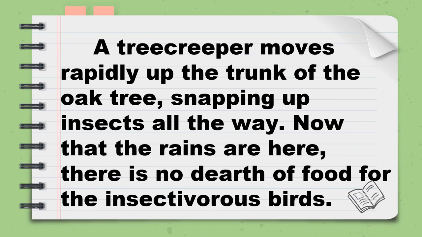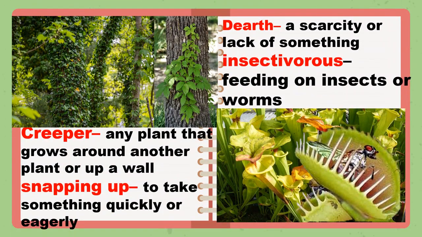Let's look at the new words here. Dearth: scarcity or lack of something. Insectivorous: feeding on insects or worms. You can find that there are also carnivorous plants. And creeper: any plant that grows around another plant or up a wall or on the ground. Snapping up: to take something quickly or eagerly.